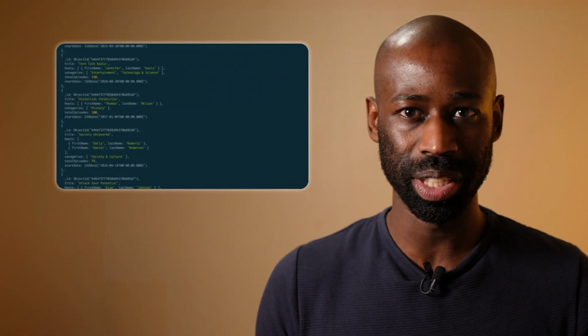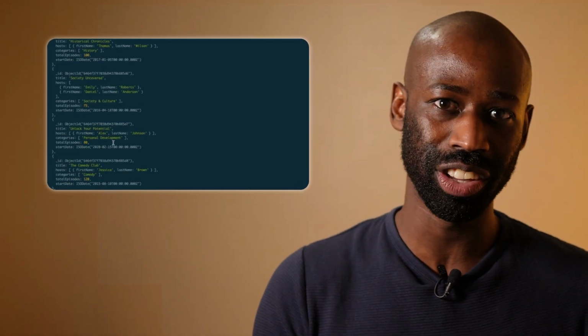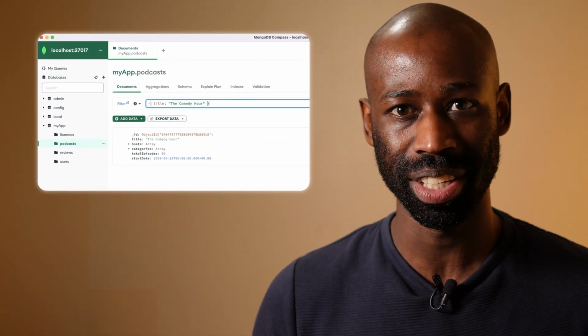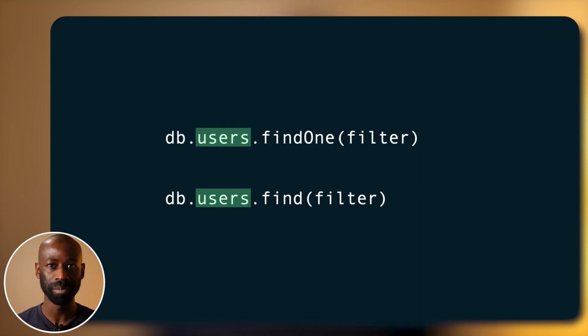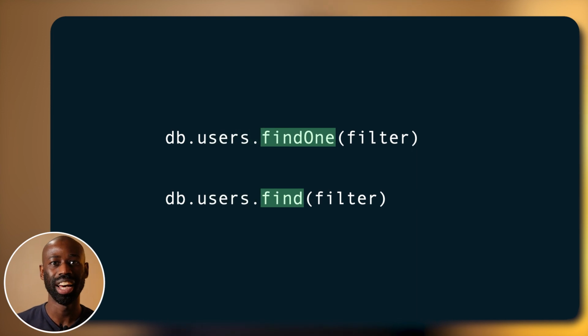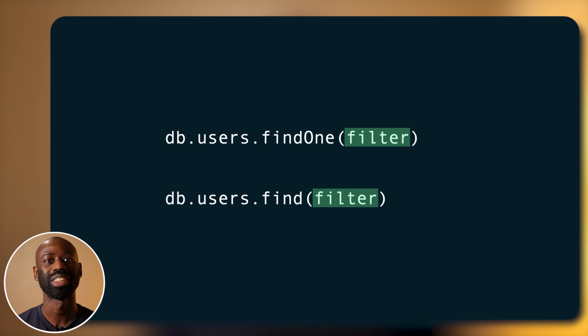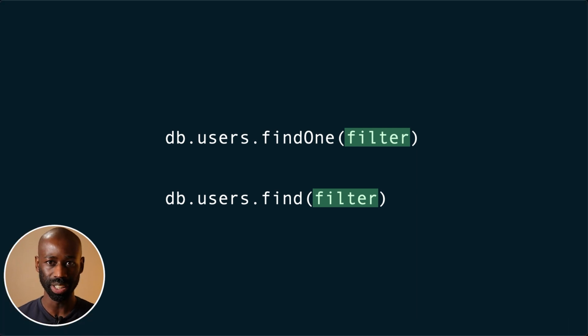Then I'll demonstrate using MongoSH and the graphical interface MongoDB Compass to illustrate some edge cases. The two commands both start with db followed by the name of the collection. Here for our example, it's the users collection, then the function name, and they both take a filter document as parameter. Let's start with findOne.